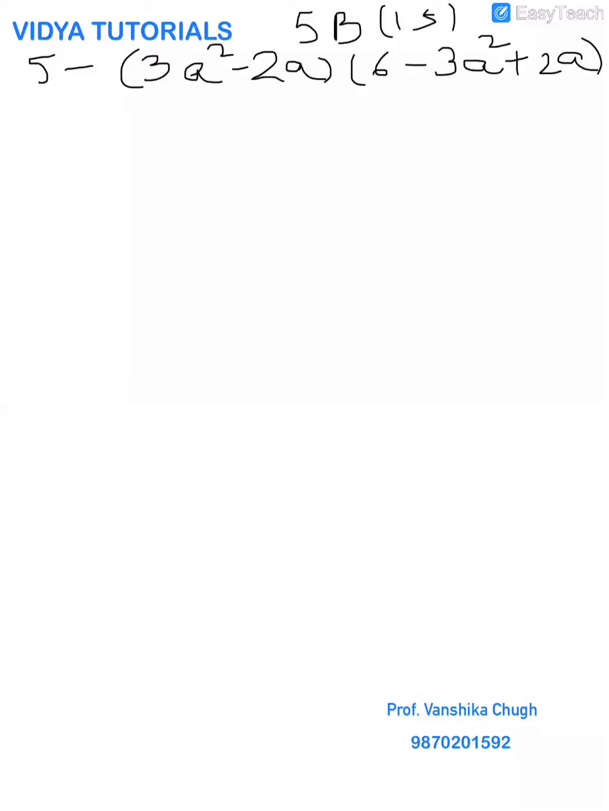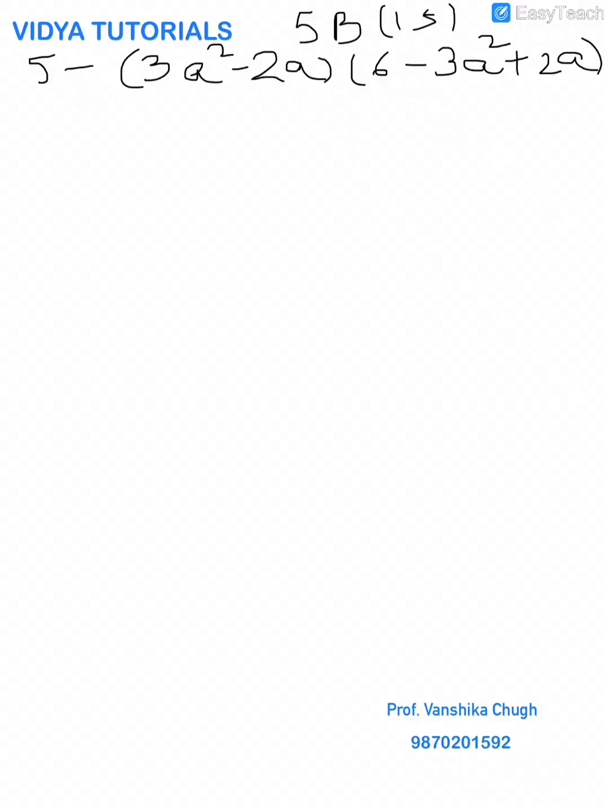Hello students, here I shall be solving 5B sum number 15, which is very similar to your solved example 6 sub question 2. My equation says 5 minus 3a square minus 2a, 6 minus 3a square plus 2a, very similar to the solved example. So I can see these two terms similar. So I will first try to make them similar.